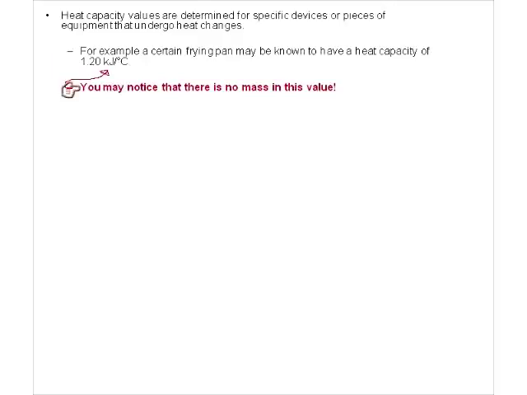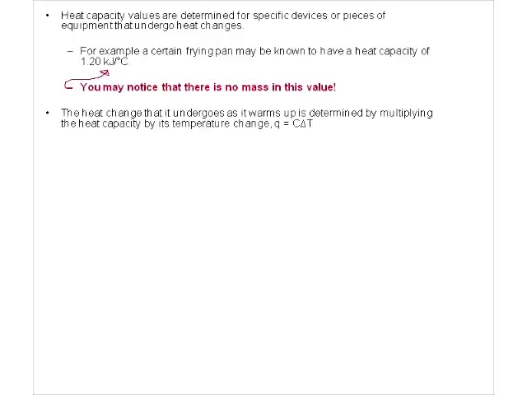So there's no mass in this value. And because there's no mass in this value, we simply say that the change in heat is not going to be based on mass anymore. It's going to be based on the object itself. So Q is only going to equal C delta T. And you notice that the C is a large C, so it's not dependent on mass.